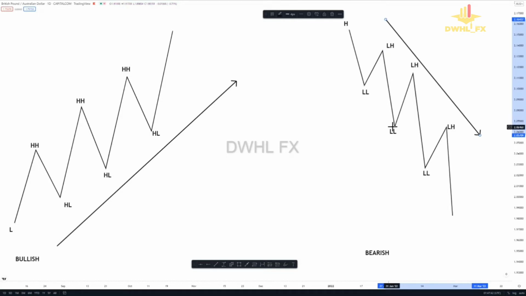Anytime a lower high is created, we know definitely for a bearish market, price will definitely create a lower low. So this is a bearish market and this is a bullish market. So without much ado, let us go straight into the charts.